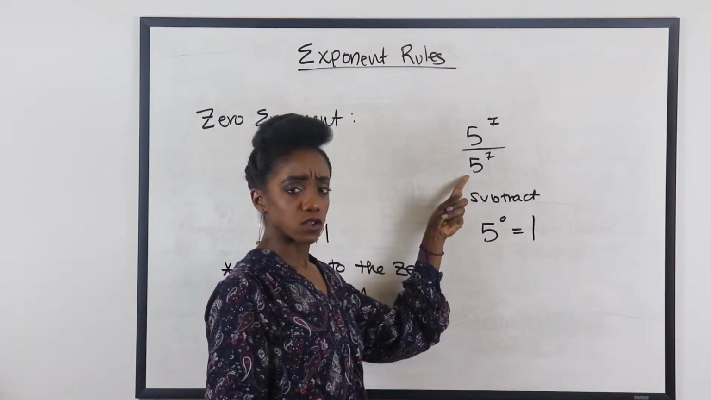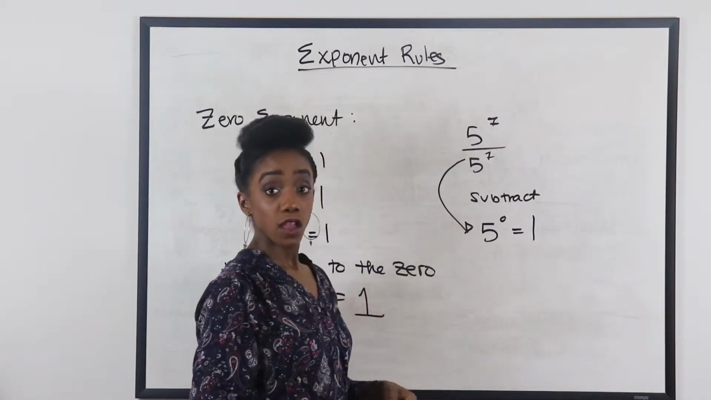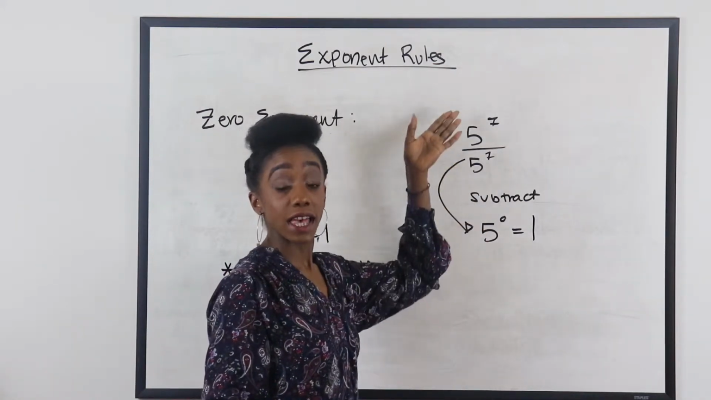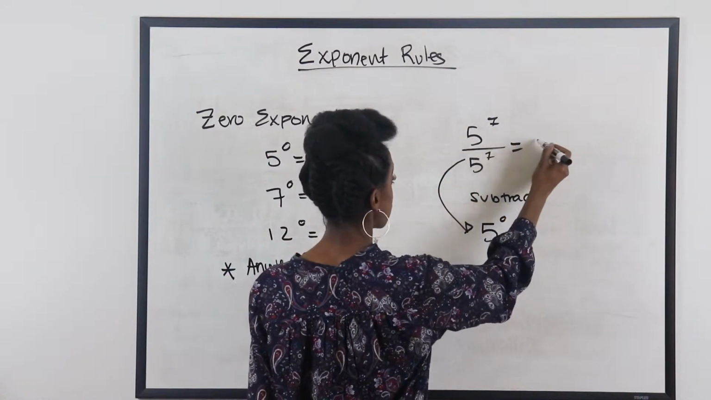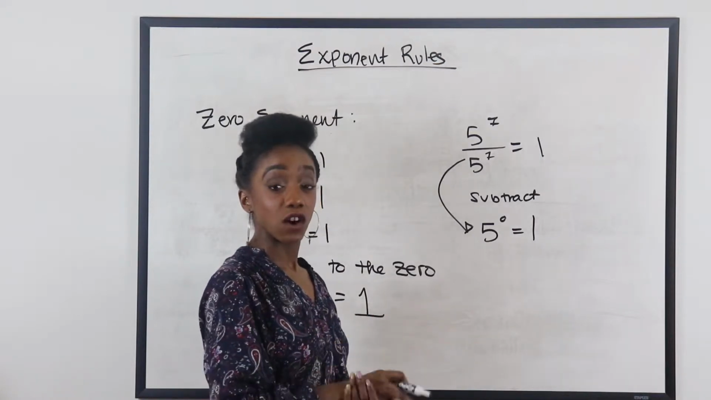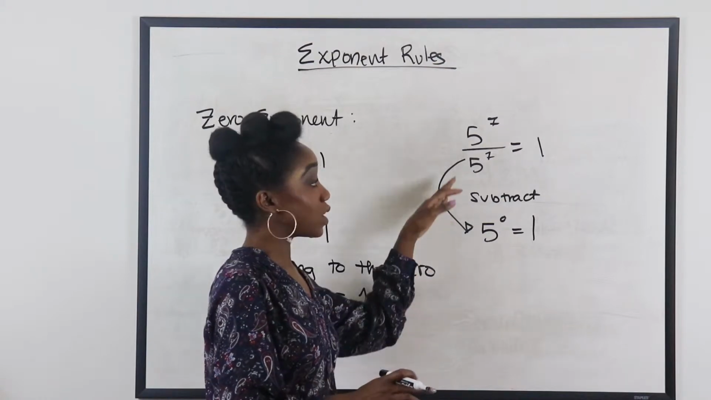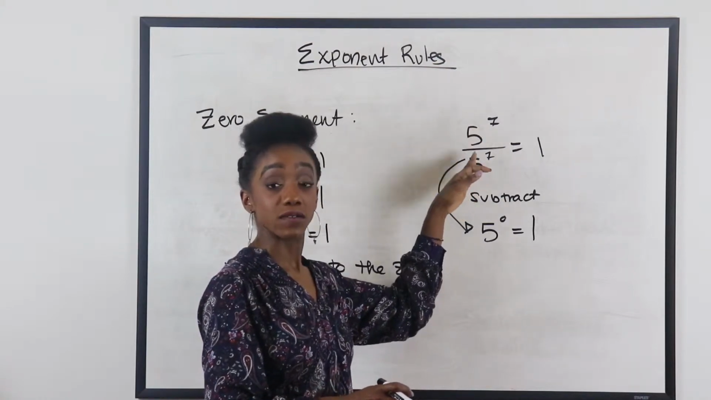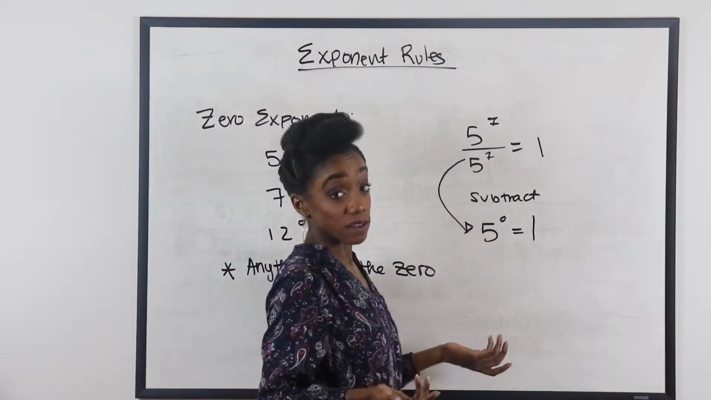But how is this equal to 1? Well, anything divided by itself is always equal to 1. Exactly. Anything divided by itself will always be equal to 1. And so if you have 5 to the 7 divided by 5 to the 7, that should equal 1. But it's also 5 to the 0.